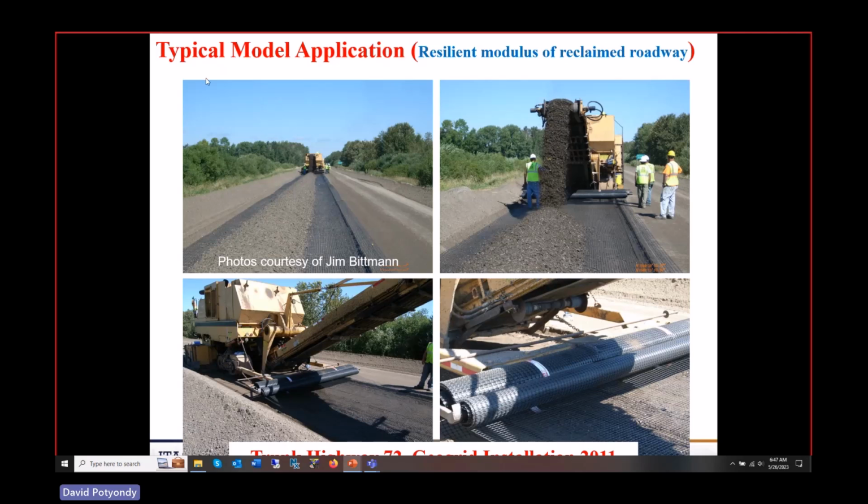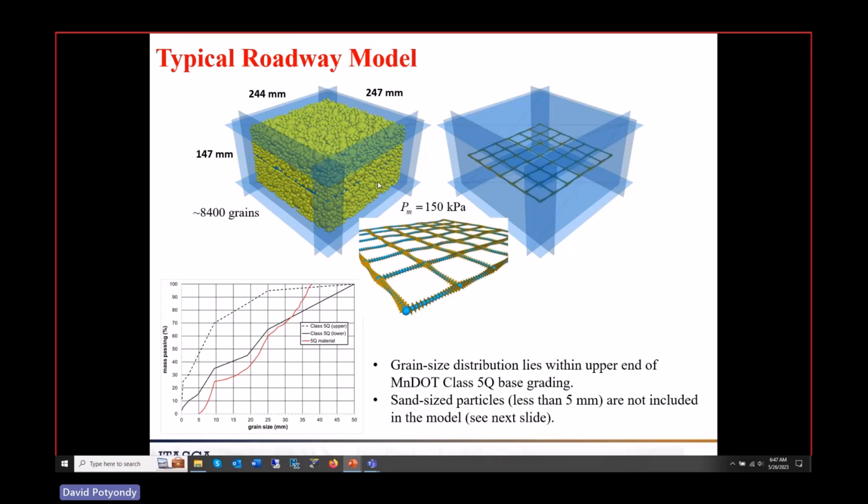Then we said, let's apply this to an actual roadway. And so then we built in this box, we built a much bigger size system. You can see 250 millimeters approximately. These grains now are taken from a more realistic size distribution. The black lines, the black dotted and solid, this is the size distribution of what they call class 5 aggregate, which is a typical aggregate. This is the size distribution in red that we used. Again, notice grain size less than 5 millimeters. We don't have any of that in there.